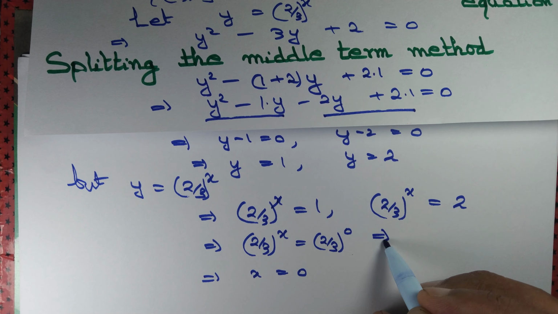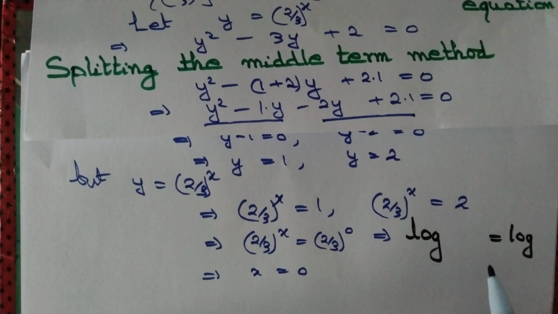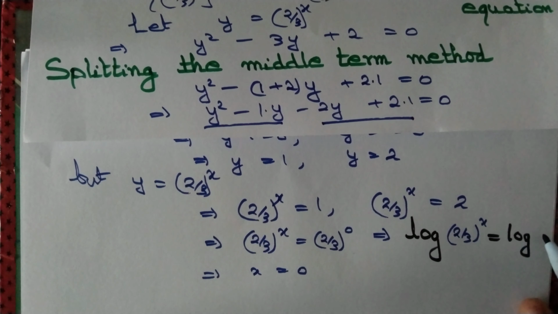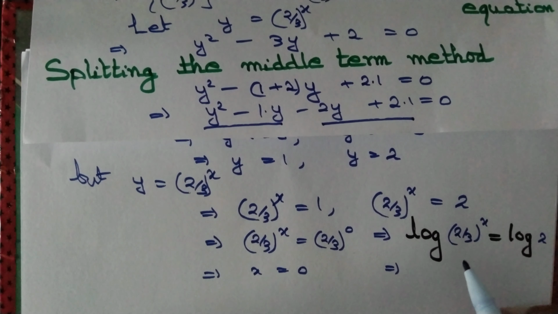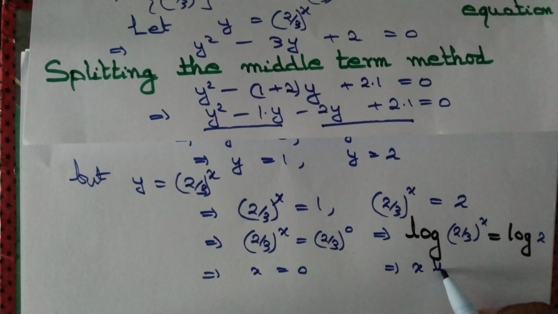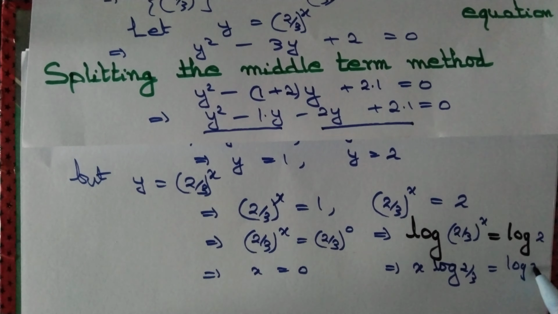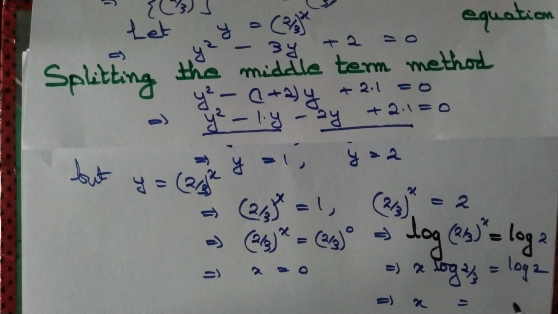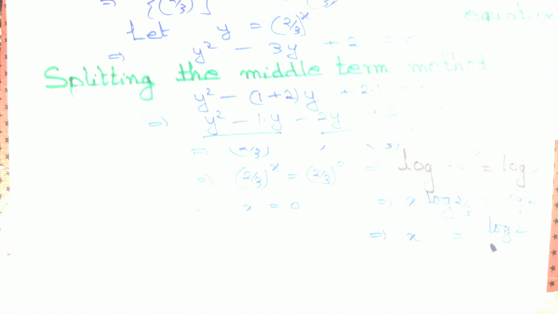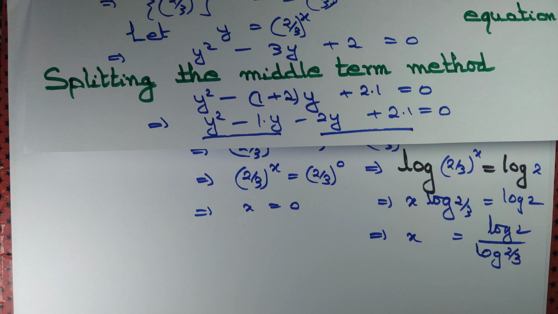What about the other one? We take log on both sides. So when we take log on both sides, we obtain log of (2/3) to the power x equal to log of 2. That gives us, you see, the power we can take out of the logarithm. So x times log of 2/3 equal to log of 2. Now we can write x as log of 2 divided by log of 2/3, and we are done.